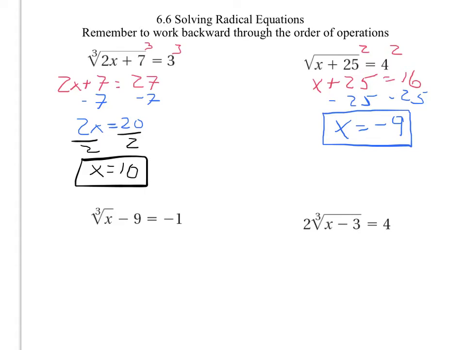So the next one, notice that the minus 9 is not under the square root. So we want to get that over to the other side before we work on that radical and that x. So we're going to start by adding 9 to the other side. So we have the third root of x equals 8. Now we can lift off that radical by taking the third power. Third power, third root, they get rid of each other, so we're just left with x equals 8 to the third, that is going to be 512.